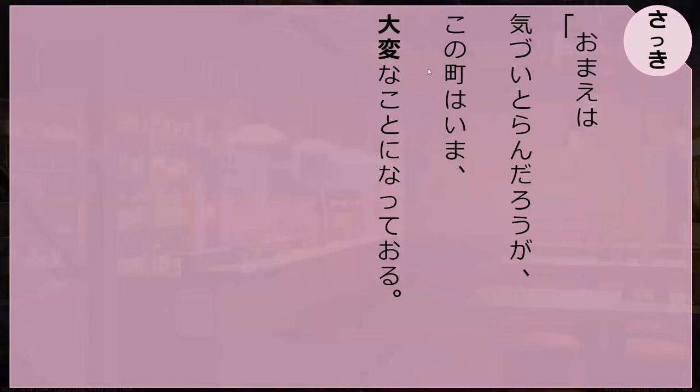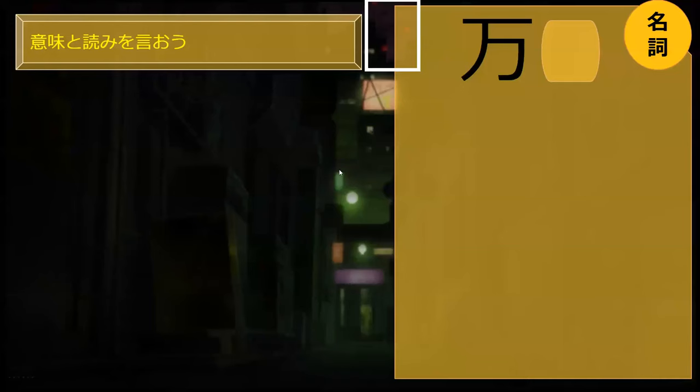Do you know what this bolded word is? Ihen. This is horrible. Trouble. Okay. Can you read this example sentence for me?